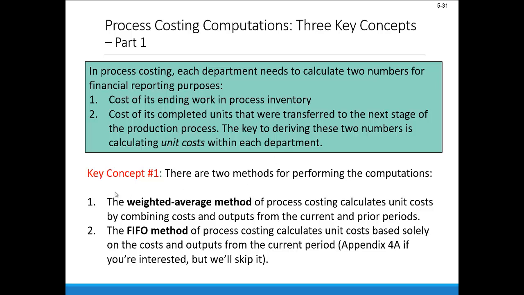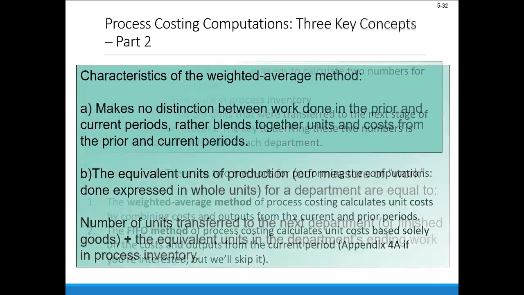The first one is the only one we're going to cover in this class. The weighted average method of process costing calculates unit cost by combining costs and outputs from all periods. You may recall the weighted average method of inventory valuation from your accounting principles class. Similar idea here. We're blending units that were worked on in prior periods with units worked on in current periods. There's also a FIFO method, first in, first out. If you're interested in reading about that, it shows up in the appendix of this chapter in your textbook. But again, for our purposes, we're going to stick to this weighted average method.